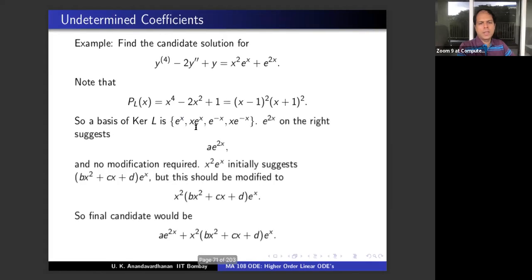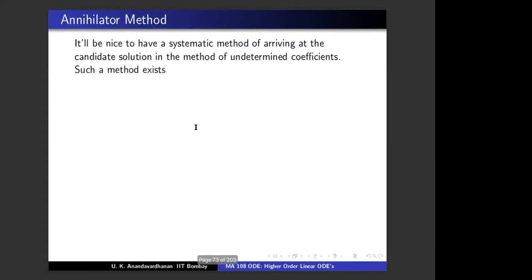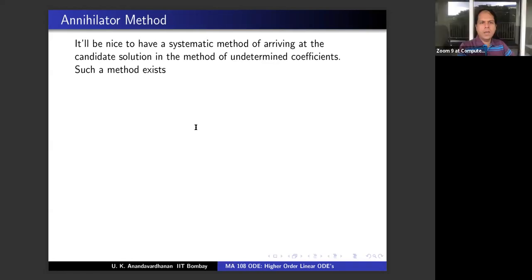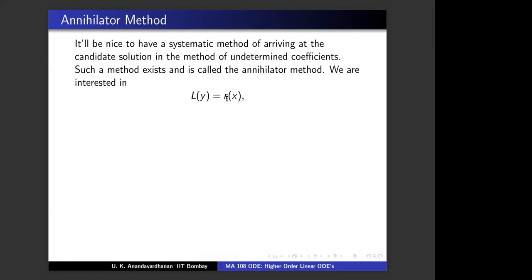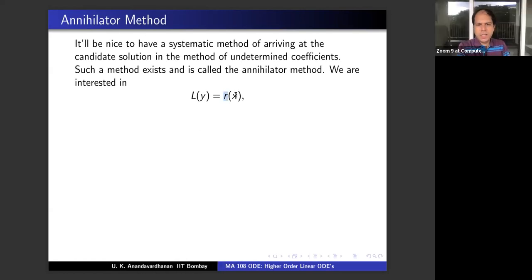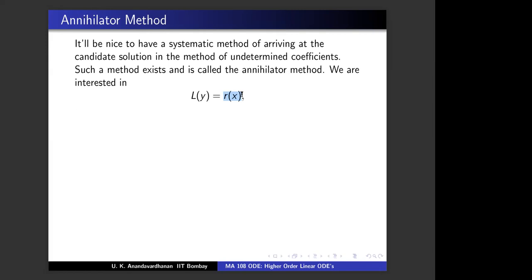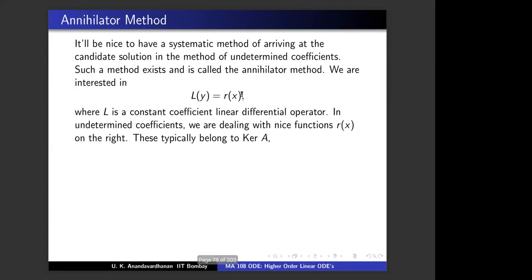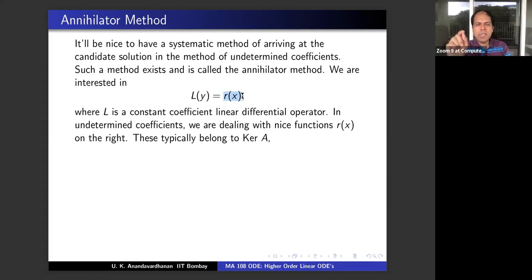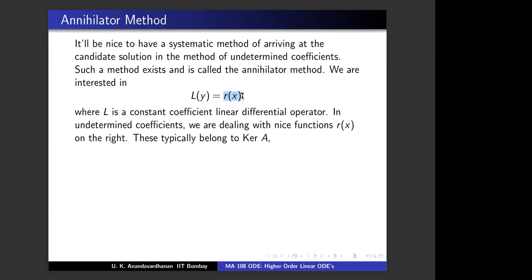Now let's do the annihilator method. Very simple strategy. This will systematically explain why undetermined coefficients actually works. You are interested in Ly equal to R(x), and we said that undetermined coefficients works for some nice functions. By nice functions, we mean functions R(x) where you are able to guess, from your experience, what kills R(x). Whenever that is there, you can use undetermined coefficients.